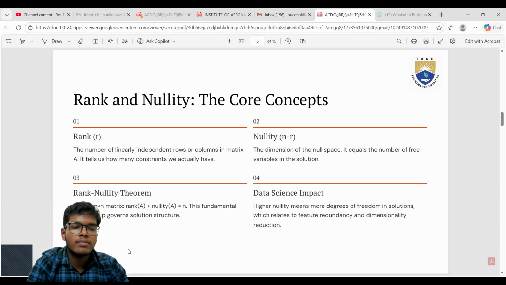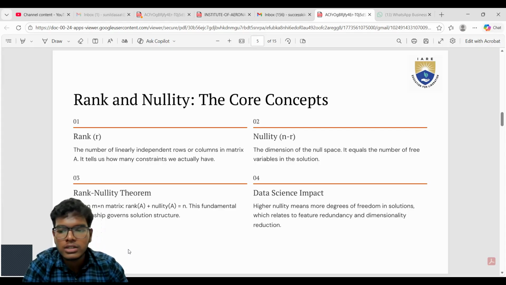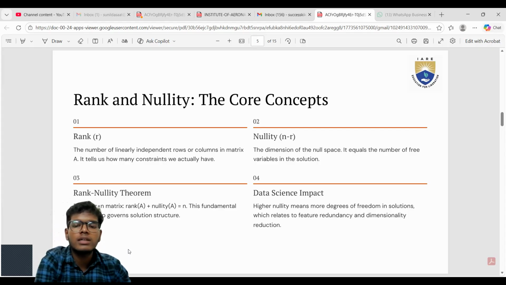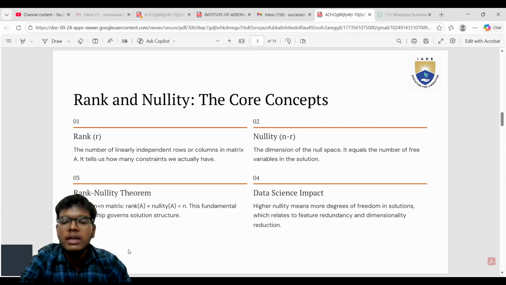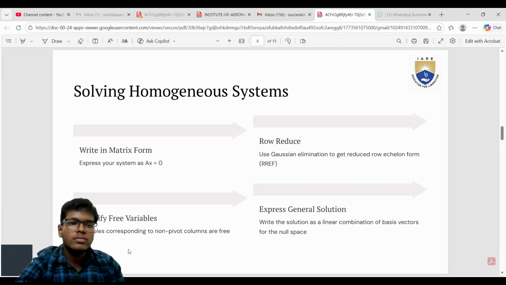Rank nullity theorem. For an m cross n matrix, rank A plus nullity A equals n. It means rank plus nullity equals n. This fundamental relationship governs solution structures in data science and its impact. High nullity means more degrees of freedom in solutions, which relates to feature redundancy and dimensionality reduction.